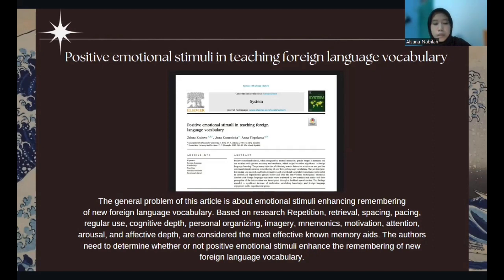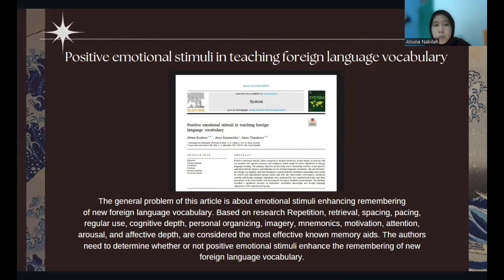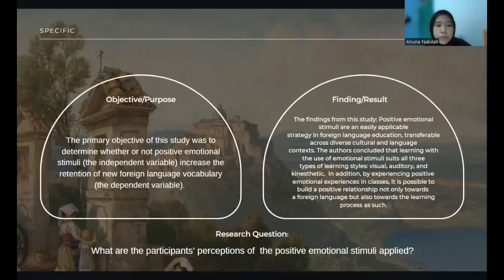The author needs to determine whether or not positive emotional stimuli enhance the remembering of new foreign language vocabulary. The purpose of the study was to determine whether or not positive emotional stimuli, the independent variable, increase the retention of new foreign language vocabulary, the dependent variable. The research question is: what are the participants' perceptions of the positive emotional stimuli applied? The result is that positive emotional stimuli are an easily applicable strategy in foreign language education, transferable across diverse cultures and language contexts.